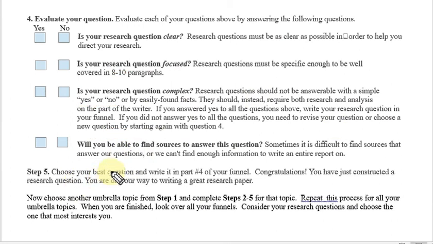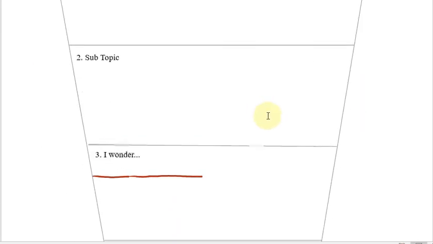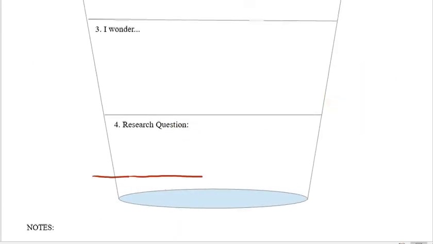Jeez. Okay. Anyway, once you go through this, pick what you think is your best question and write it in part 4 of your funnel. All right, so part 4 of your funnel would be right here. You write your research question. So you're only writing one research question here. Let's say I liked the why are they blue? So that's what I would write. Right? And that's it for now. You should have that there.